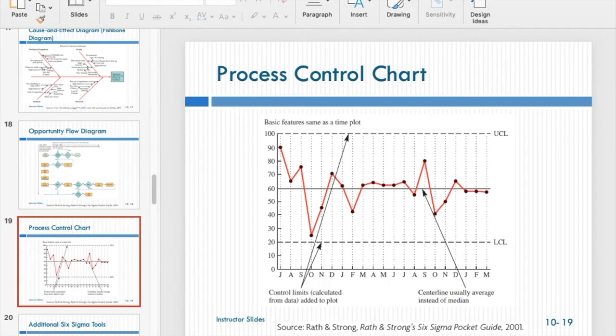All right, upper control limit, middle line, and lower control limit. That's it. The specific points showing here are based on real sample data. Let me give you an example to illustrate.